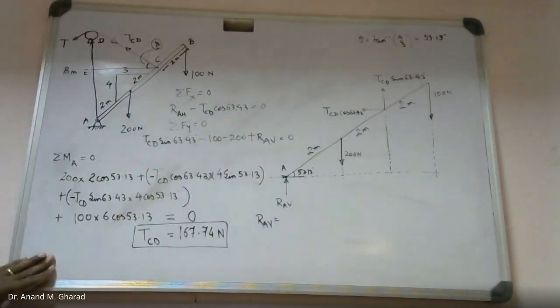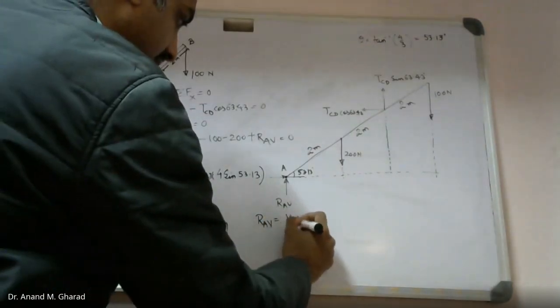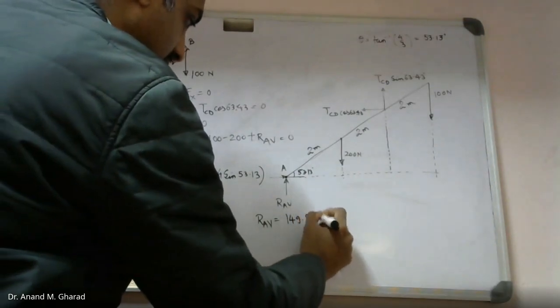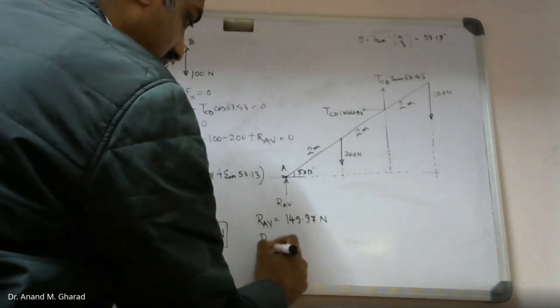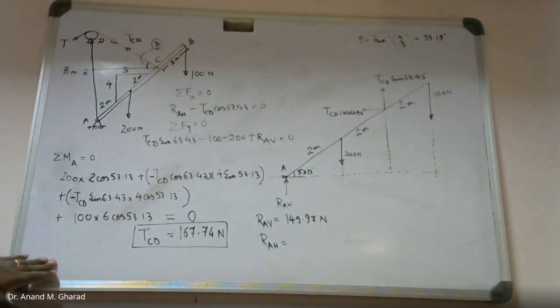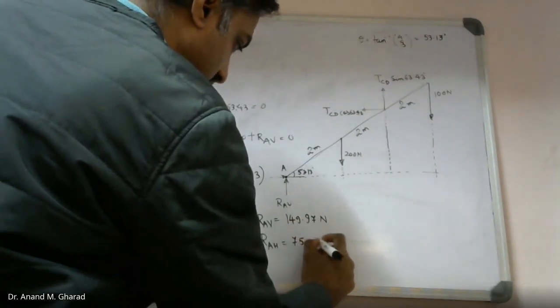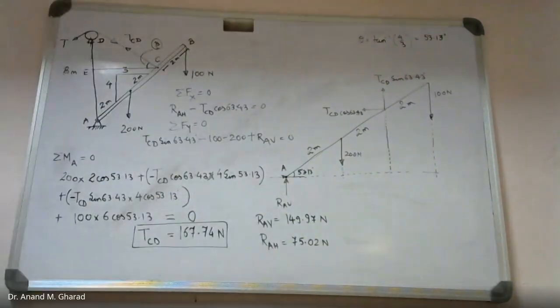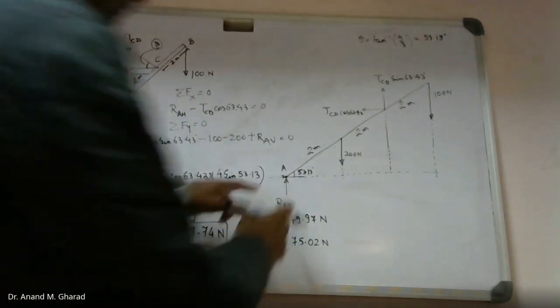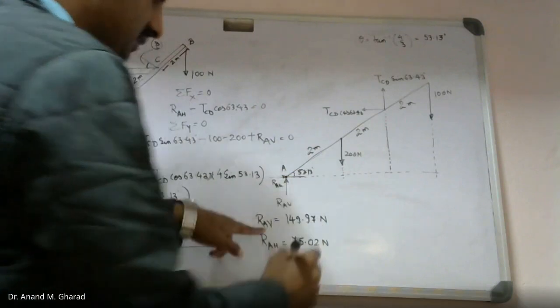By that, I am getting RAV to be 149.97 Newton, and RAH, this value I am getting it to be 75.02 Newton, and both the values are positive. These both the values are positive. That means whatever I have considered, that is correct.